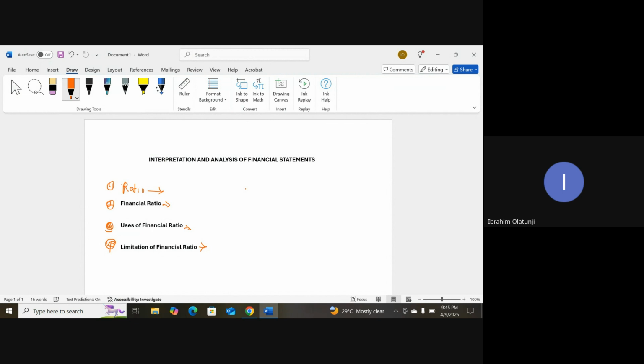Today we are going to focus on one of the key areas for financial reporting, and this area is likely to be tested. The topic that we are going to look at is interpretation and analysis of financial statements. Under this topic, we look at the financial ratio, the uses of financial ratio, and also the limitations of financial ratio.